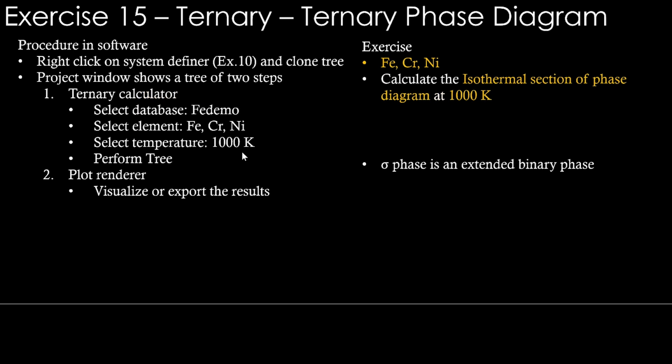So sigma phase is an extended binary phase. You know, at the binary level it was an emergent phase. That emergent phase is now extending into the ternary regime, meaning FeCr accommodates nickel and becomes a phase in the ternary regime. But it is actually an extended binary phase.